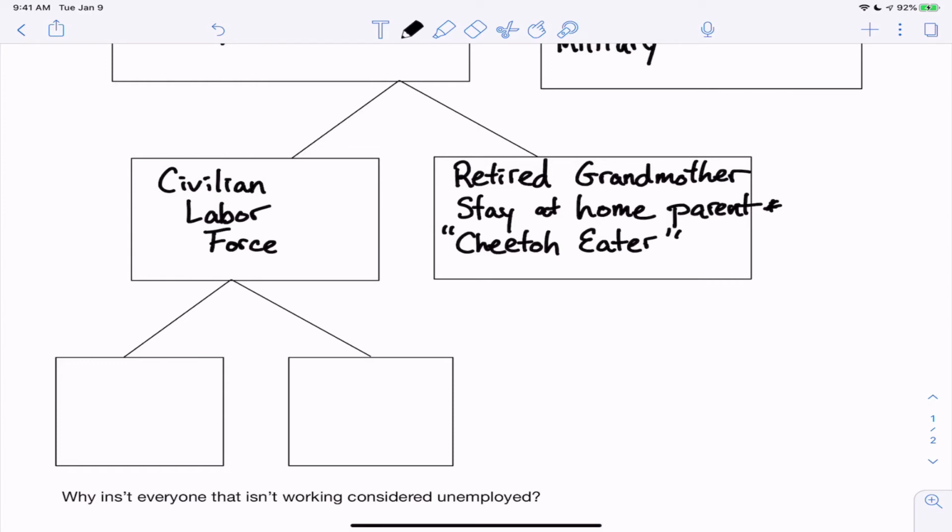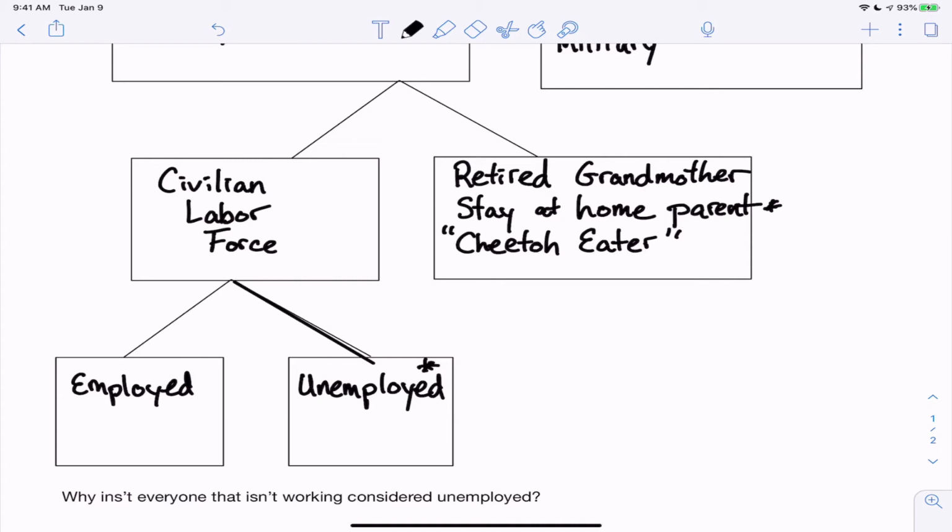And so finally, what we're going to do is split the civilian labor force into people that have work, they're employed, and the people that don't have work, that are considered unemployed, right? But the important consideration here is that these unemployed people are part of the civilian labor force, right? And what that means is that they have to be actively looking for work in order to be considered unemployed.